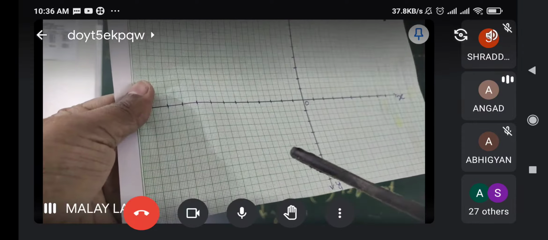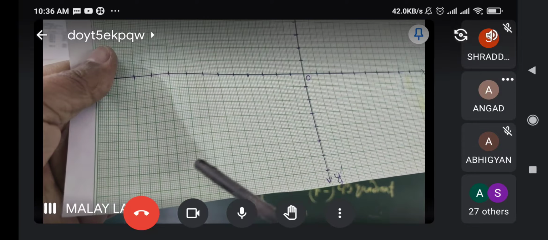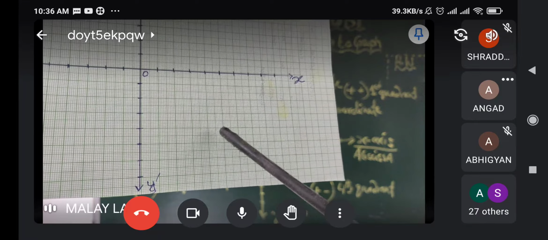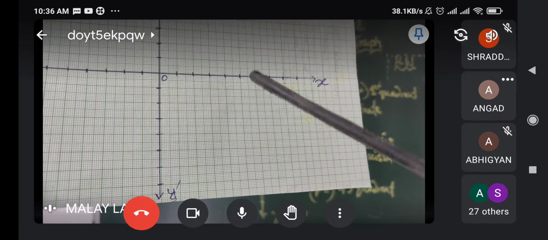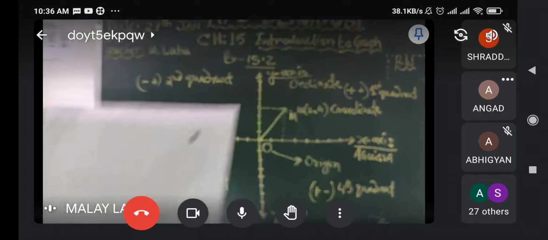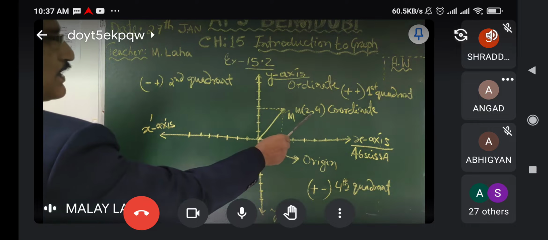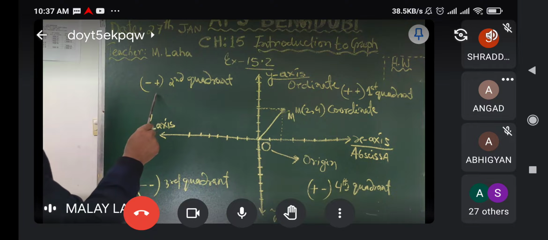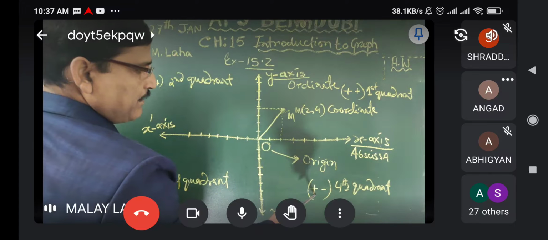Okay. Third quadrant. This is the third quadrant. Here x and y both are negative. Minus minus. This is the third quadrant. And this one is the fourth quadrant, where x is positive, y is negative. You see it on your graph paper. First quadrant plus plus. Second quadrant minus plus. Third quadrant minus minus. Fourth quadrant plus minus.